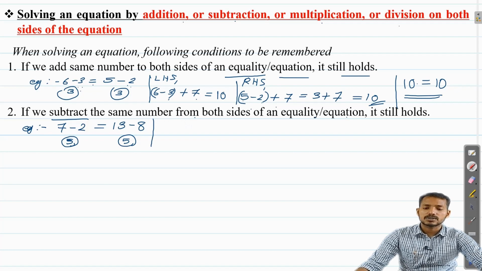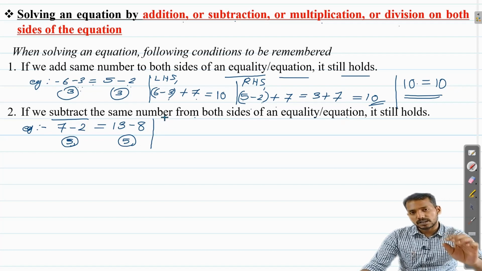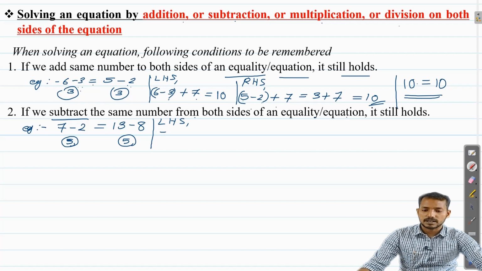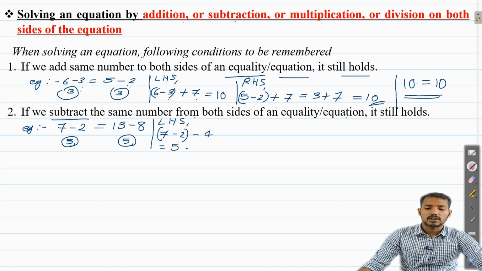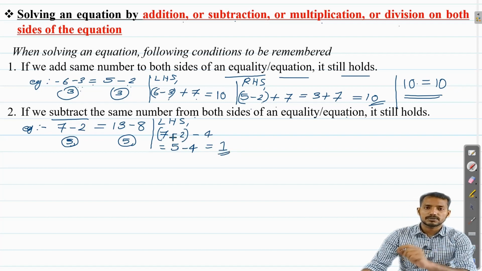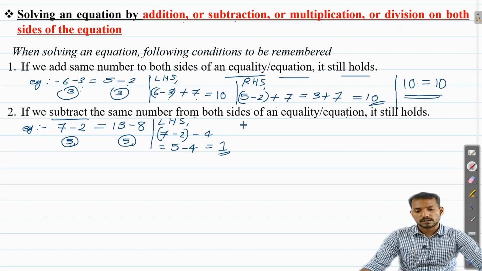Clear. Now I am going to subtract the same number from both sides. I am going to subtract the number 4 from both sides. So what will we get? In the case of LHS, 7 minus 2 minus 4, which is equal to 7 minus 2 is 5, minus 4, which is equal to 1. When we subtract 4 from the left hand side, we get the result 1.